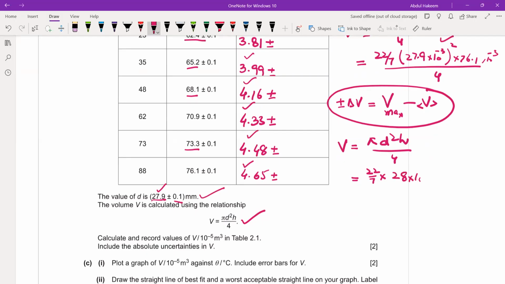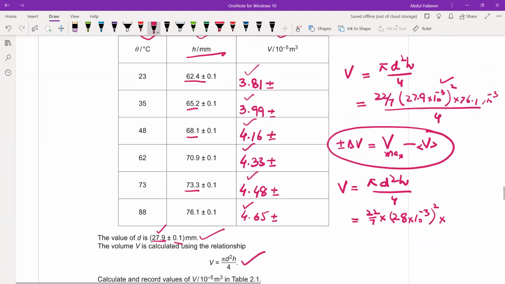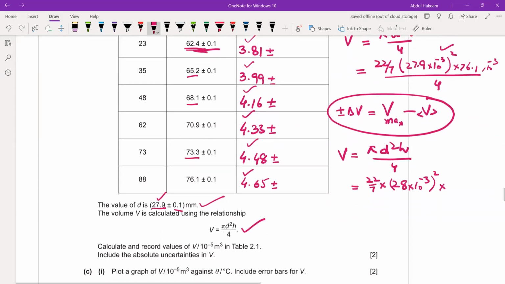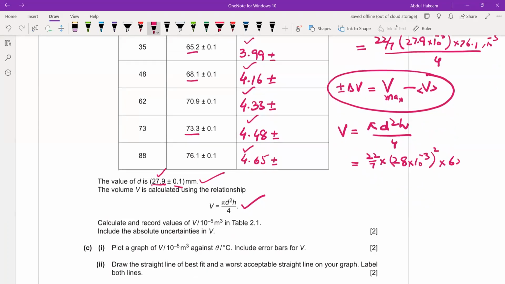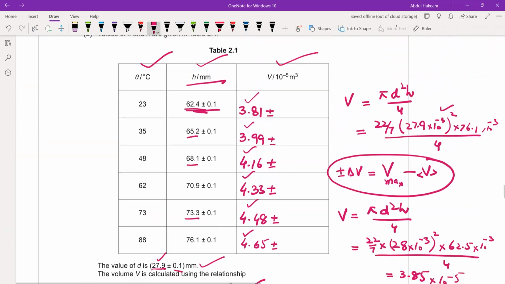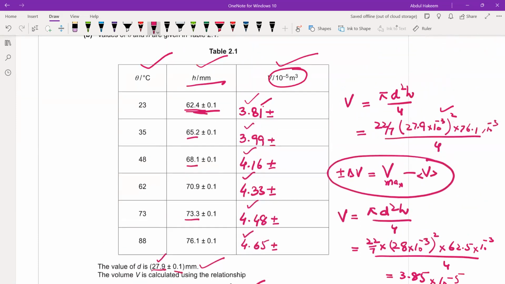So 28 into 10 power minus 3 for the meter square, multiply by the maximum value of this first edge. So add the error, it becomes 62.5. So 62.5 into 10 power minus 3 for the meters divided by 4. So this is coming 3.85. So the maximum value is 3.85 into 10 power minus 5. And the minus 5 is already there at the top. So 3.85, 10 power minus 5.